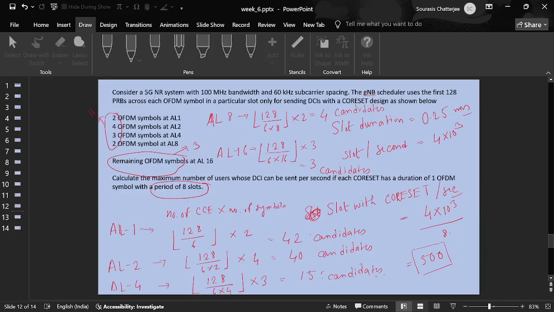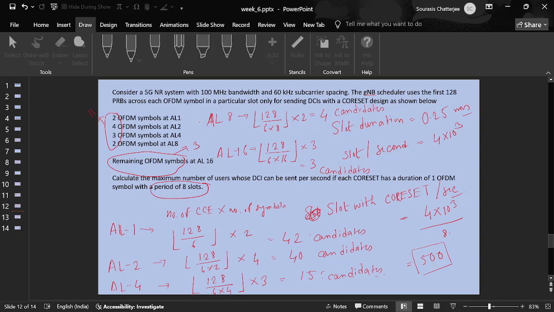So this question talks about a 5G NR system with 100 MHz of bandwidth and 60 kHz of subcarrier spacing, and the gNB uses the first 128 PRBs across each OFDM symbol in a particular slot only for sending DCI with a CORESET design as shown below. So what does that mean? You are using 128 PRBs across each symbol, in one slot, and you are using all 14 symbols to send DCI and using all 128 PRBs.